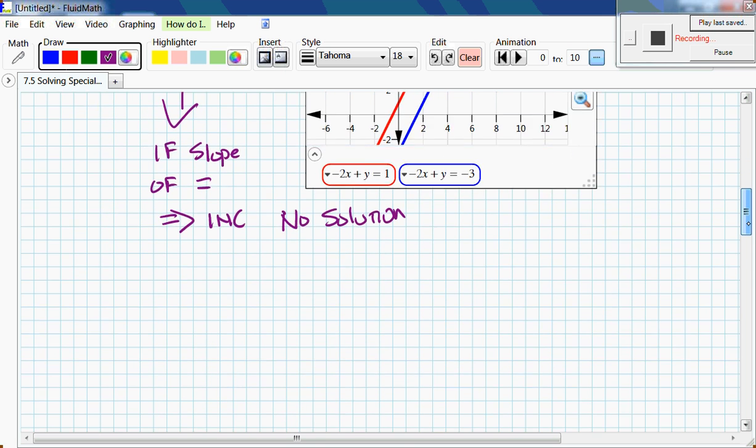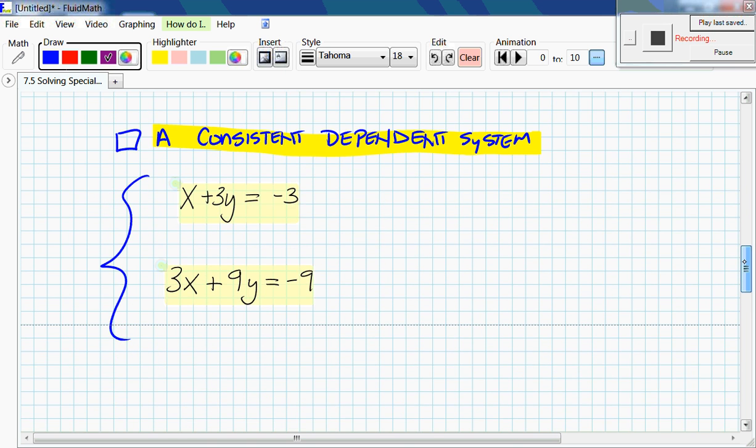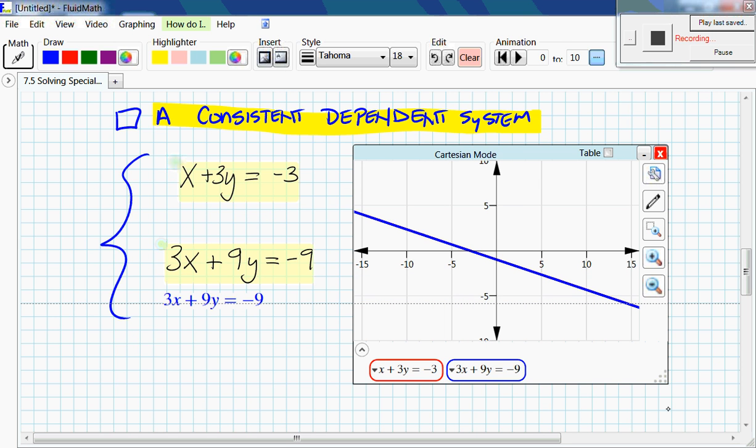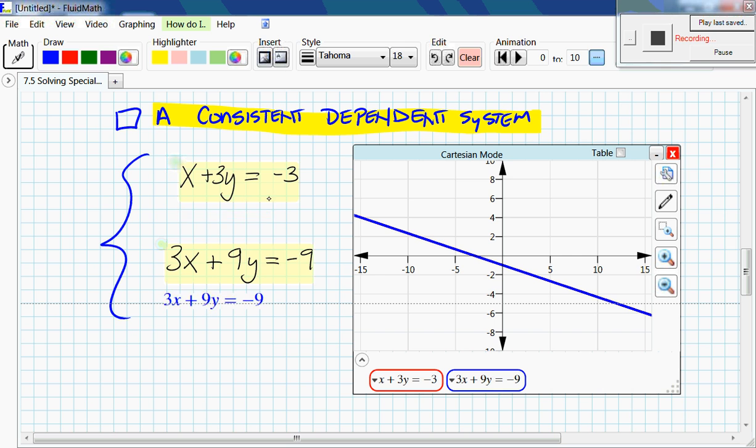And there's another special system that we have to consider, and that's what's known as a consistent dependent system. See down here? These two equations are just copycats of one another. This one is 3 times this one. So what that means is that I have 2 lines that are right on top of each other.